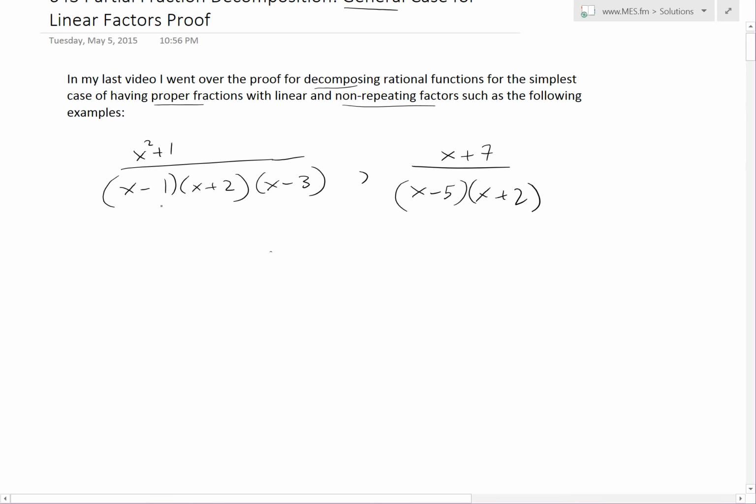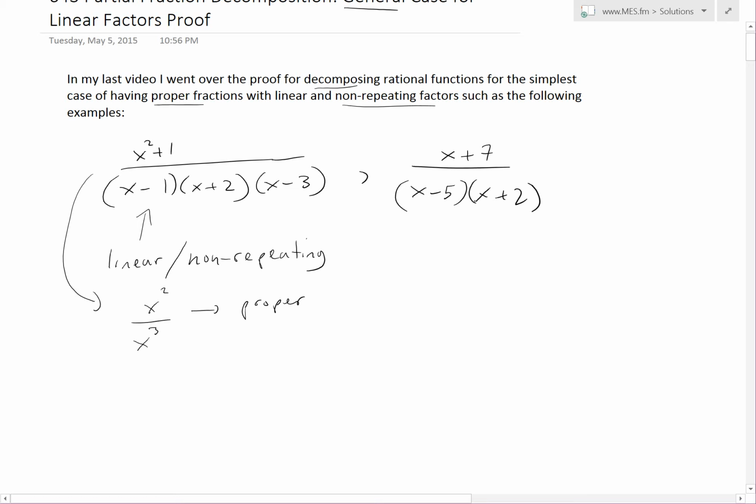whereas you could see here all of these are linear factors in the denominator, and they're all non-repeating, so they're all unique. You don't have x plus 2 squared, for example, so they don't repeat. And now if you look, these are proper fractions, so the degree of the numerator is going to be less than the degree in the denominator. So in this case, you have an x squared degree, or degree 2, versus the bottom, which, when you multiply this out, you'll have an x cubed. So this is a proper fraction right there.